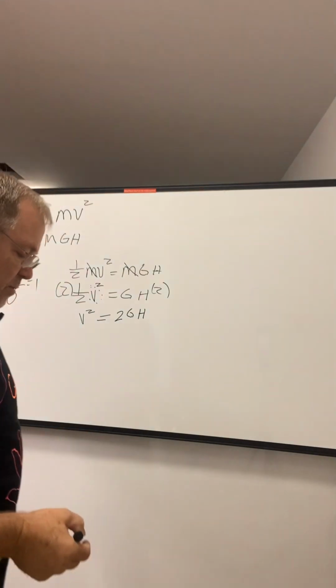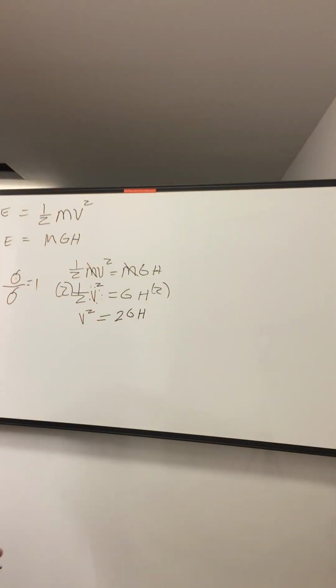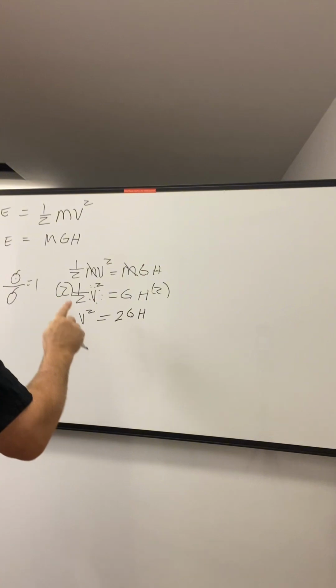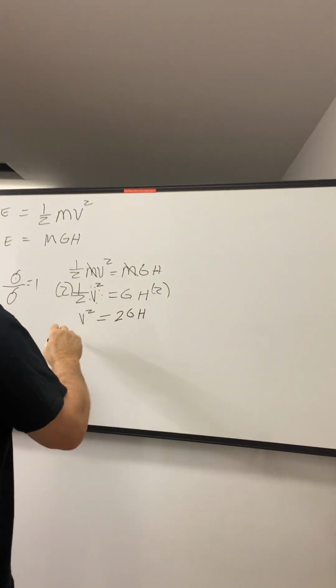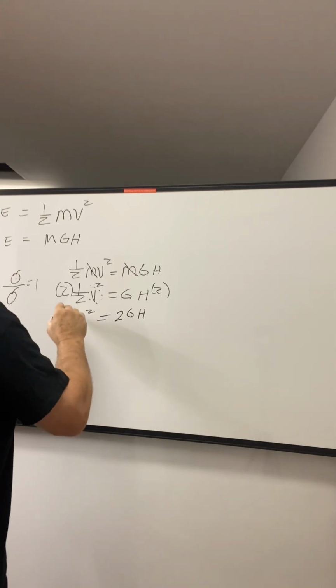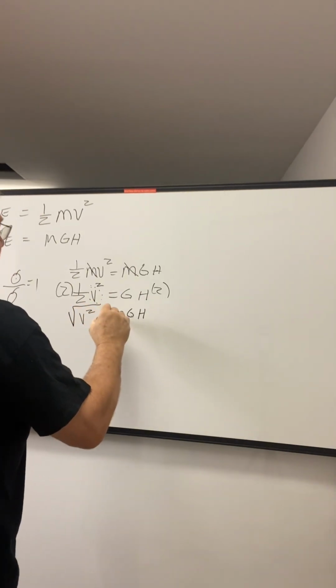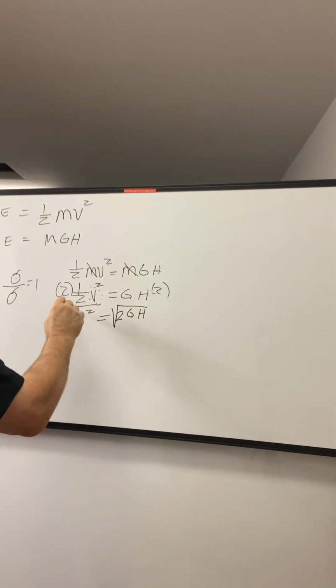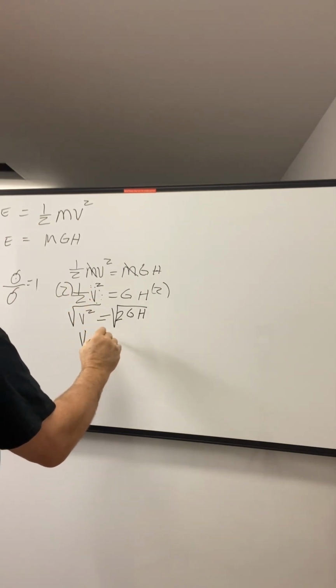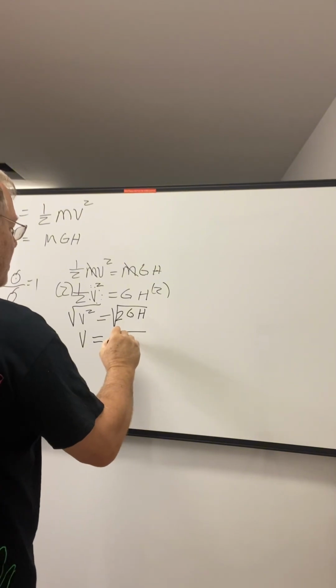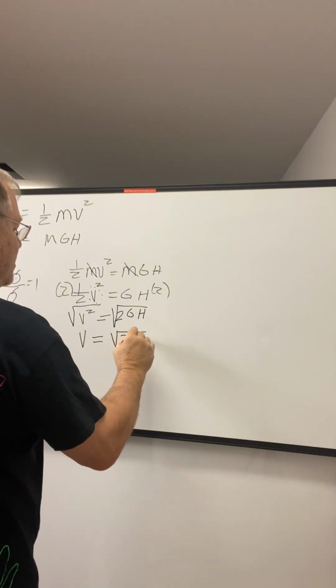I will probably need to use my calculator to figure out something here. So how do you get rid of a square? If something's squared, how do you get rid of it? You do the square root. The square root of something squared is just the item. So velocity equals the square root of 2gh.